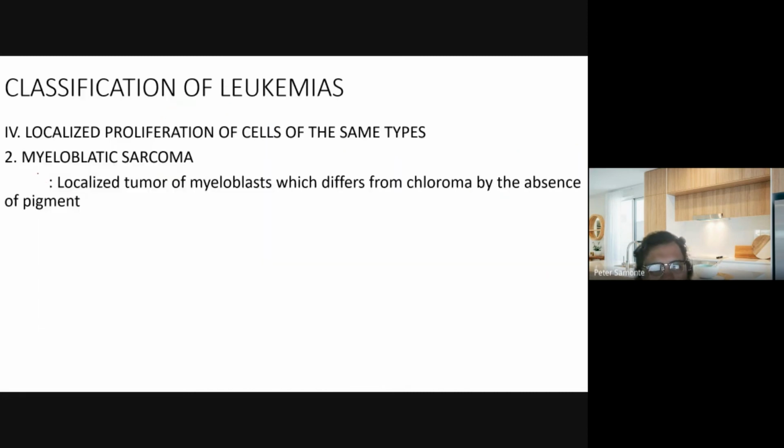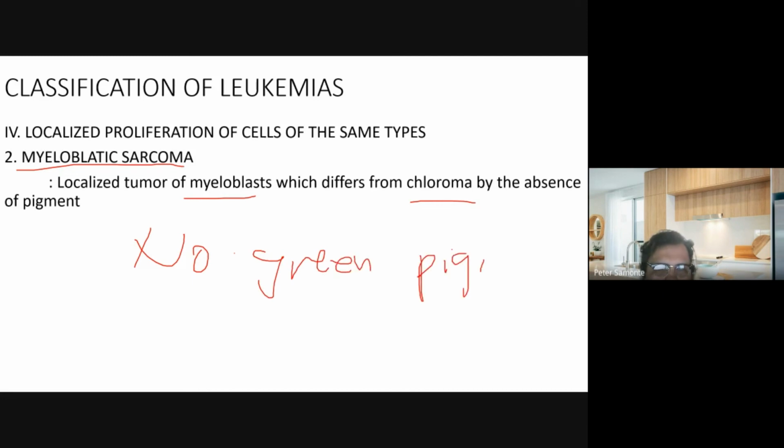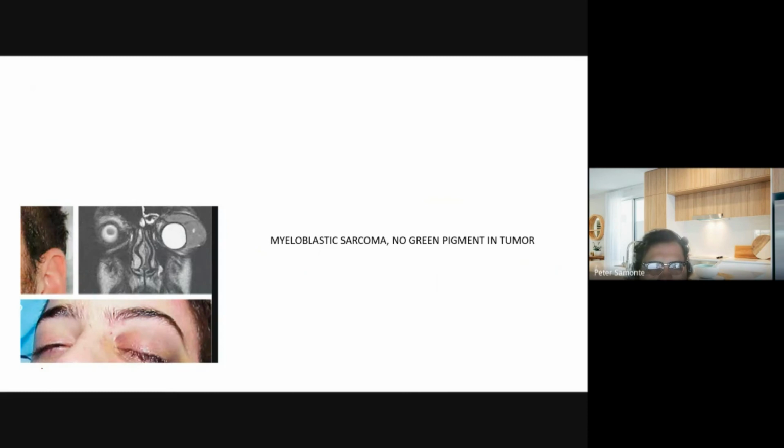Then we also have your myeloblastic sarcoma. Now, this is a localized tumor of myeloblasts, which differs from chloroma by the absence of pigment. So your sarcoma, class, would have no green pigment. So if you're going to be asked, what's the difference between chloroma and sarcoma? Your chloroma has a green pigment in the tumor. Sarcoma has no green pigment. So here's your myeloblastic sarcoma, class. No green pigment in the tumor.